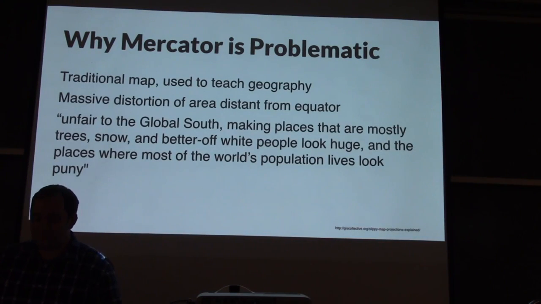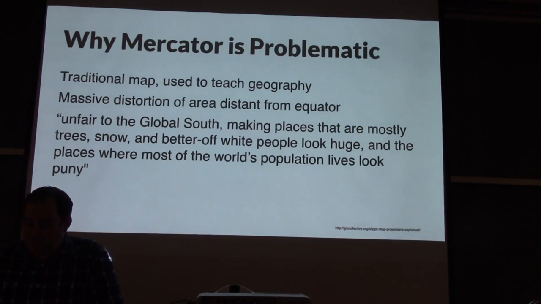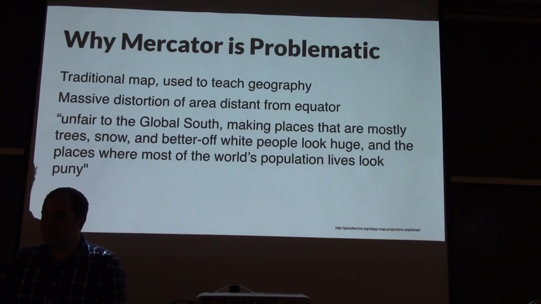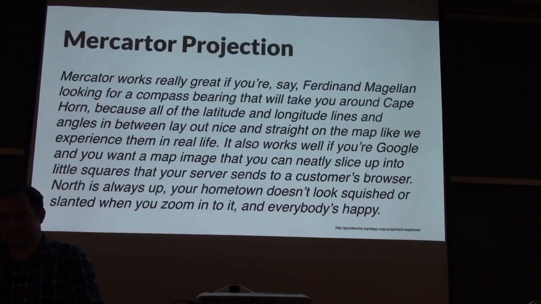So why is Mercator problematic? It was traditionally used to teach geography, and we have this massive distortion, and it's unfair to the global south, as we just discussed, making places that are mostly trees, snow, and better off white people look huge, and the places where most of the world population lives look puny.